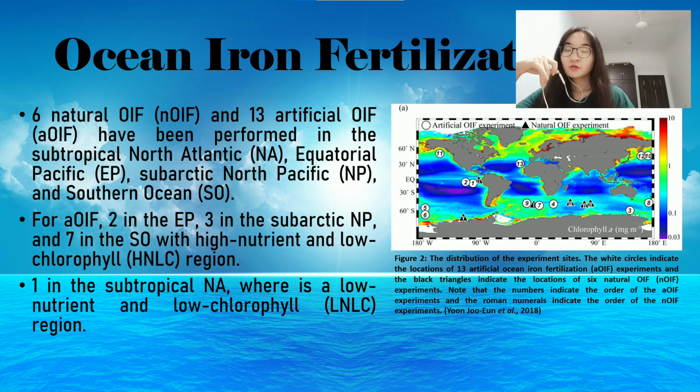There are 19 ocean iron fertilization studies in total, with 6 natural and 13 artificial ocean iron fertilization experiments performed in the subtropical North Atlantic, equatorial Pacific, subarctic North Pacific, and Southern Ocean. For artificial ocean iron fertilization, there are 2 studies carried out in the equatorial Pacific, 3 in the subarctic North Pacific, 7 in the Southern Ocean, and 1 in the subtropical North Atlantic.